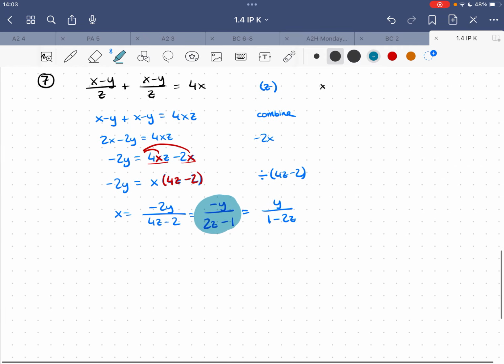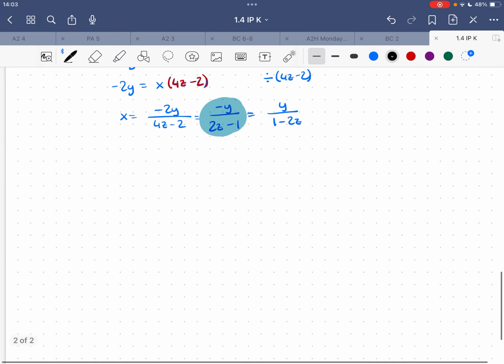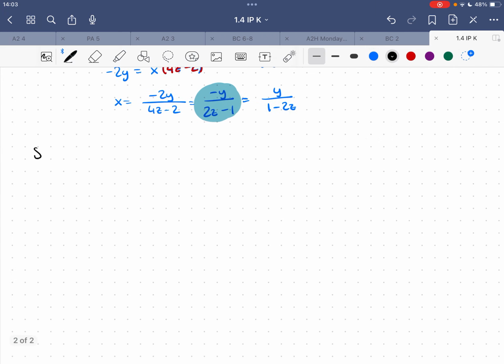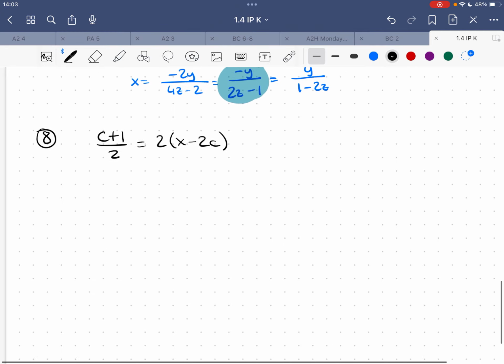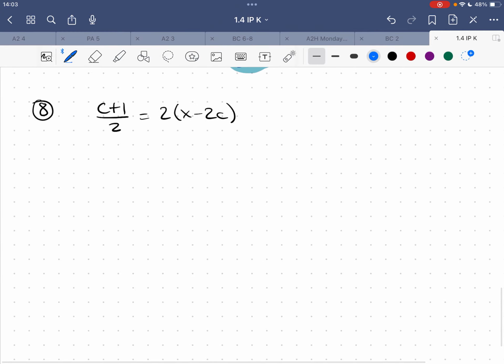Okay. Moving on to number 8. By the way that I'm doing this work, I hope you can serve as a model of how I would like you to do the work on your paper. You see how I'm copying the questions and showing all the steps and doing all the work. This is how I'd like you to do this work.